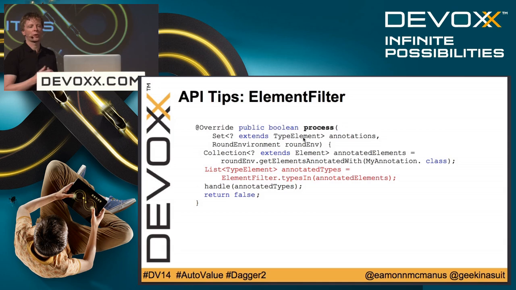So you can say, given these elements, which are the ones that are methods, or which are the ones that are types? In our case, with my annotation, or indeed with AutoValue, we want to know which elements among the collection of things given to us are actually types. In fact, since AutoValue only applies to types, they can only ever be types, but the API signature is such that you're given just Element, and it's a pain to have to cast, and this allows you to avoid having to cast.